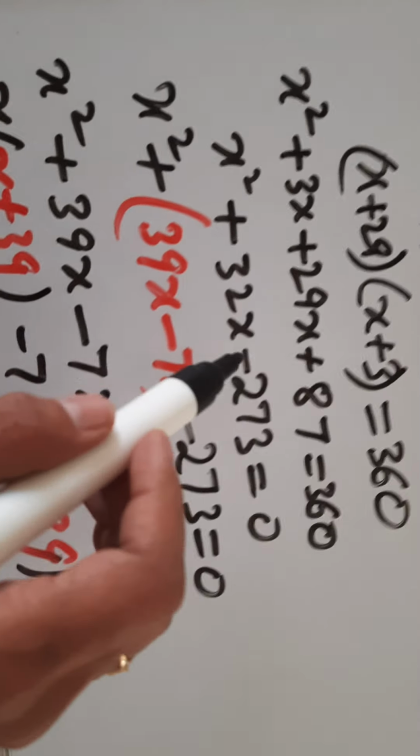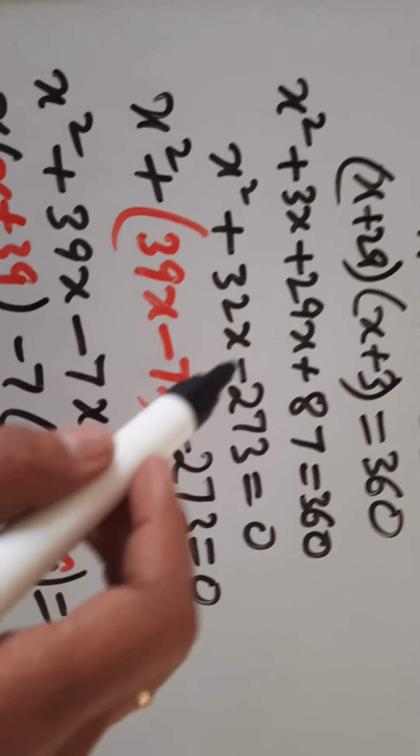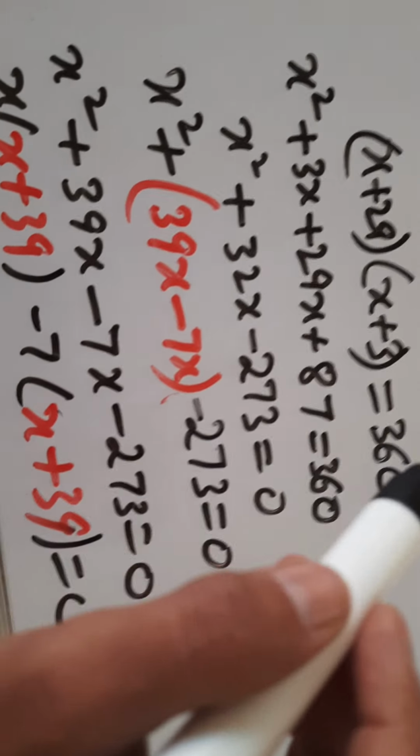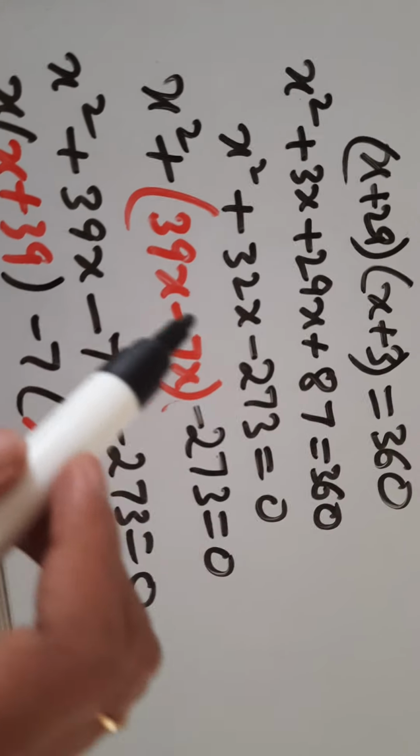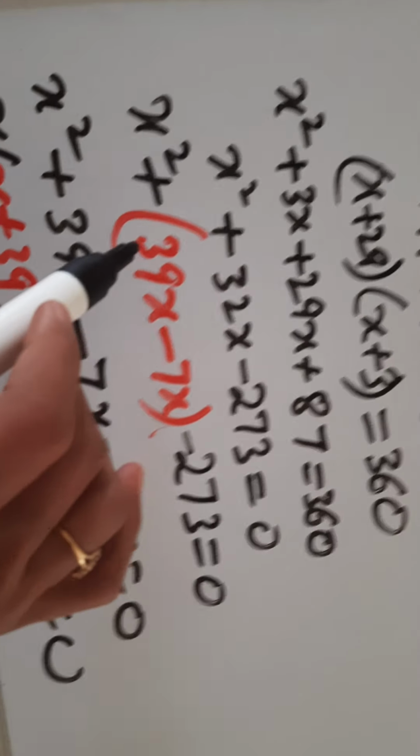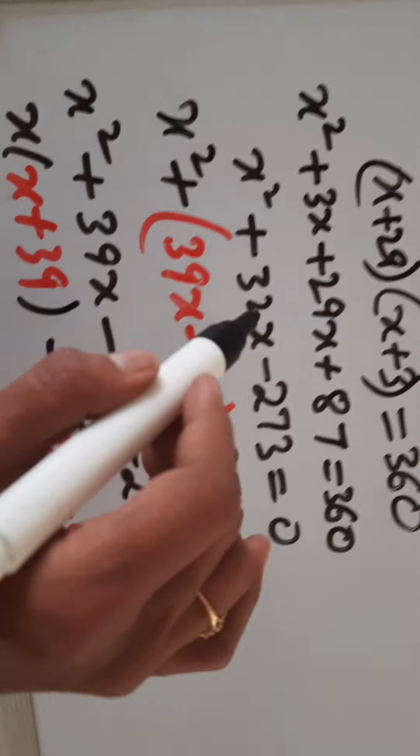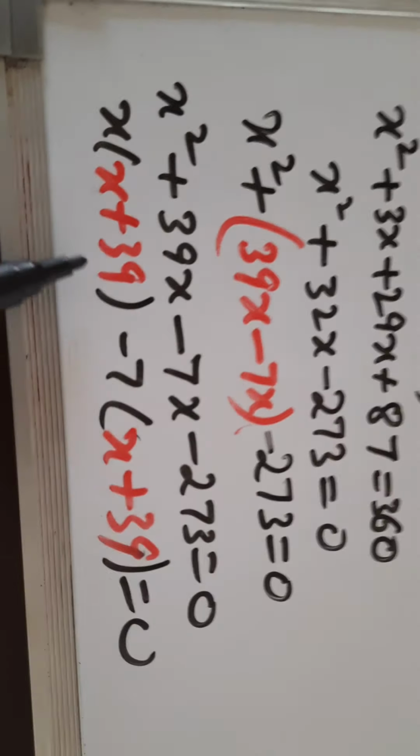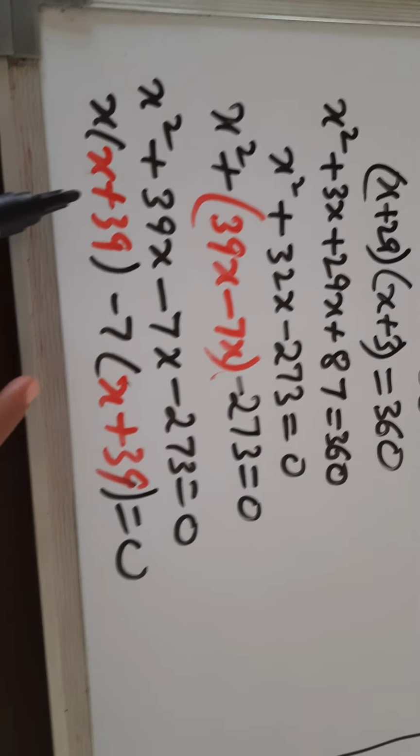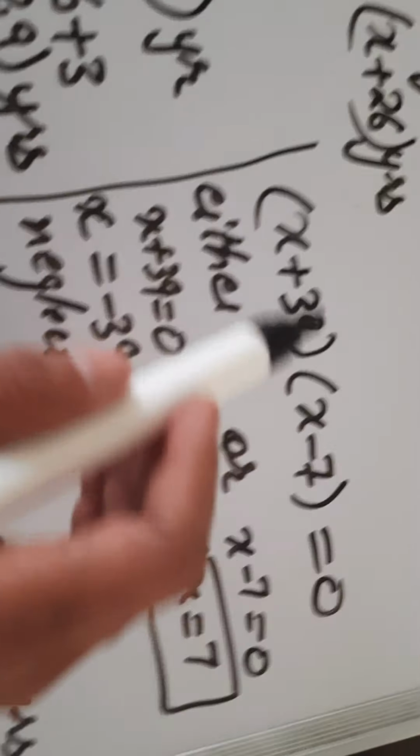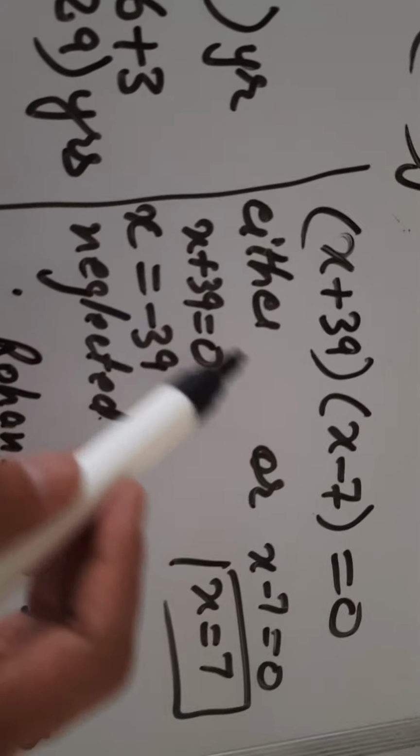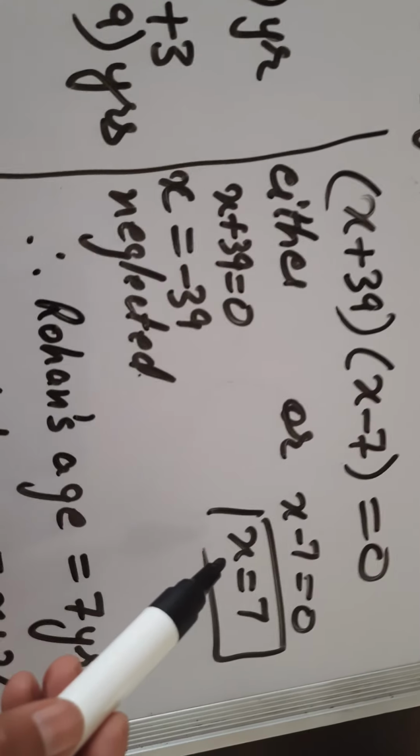And now 273, do the prime factorization. You will get the factors 13, 3 and 7. So 13 3s are 39 minus 7x, we'll get 32x. Then by taking out common, we'll get the two brackets like this. Now this bracket is common, take it out. We'll get this. In this way, we'll get two factors. Now either the first factor is equal to 0 or the second factor is equal to 0.